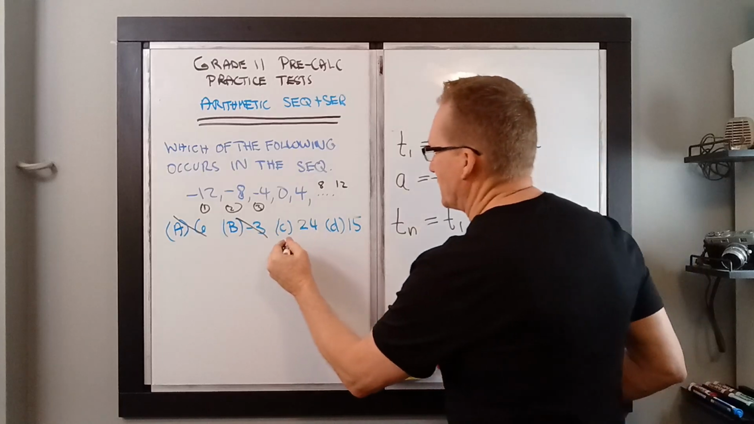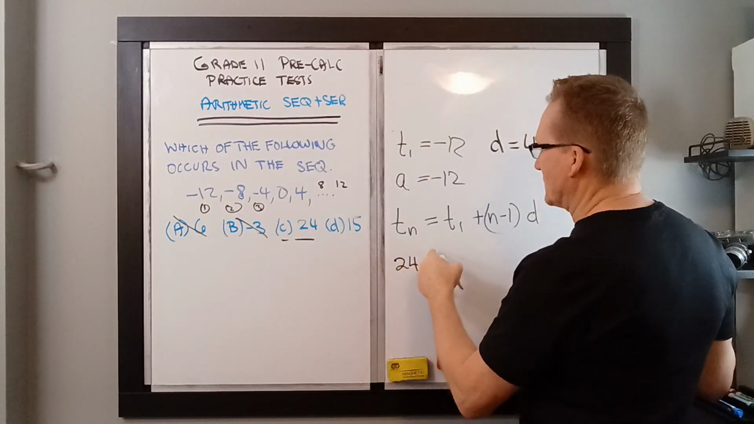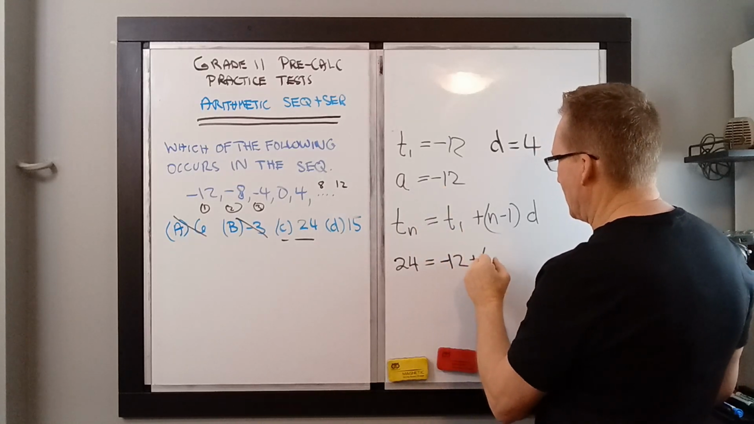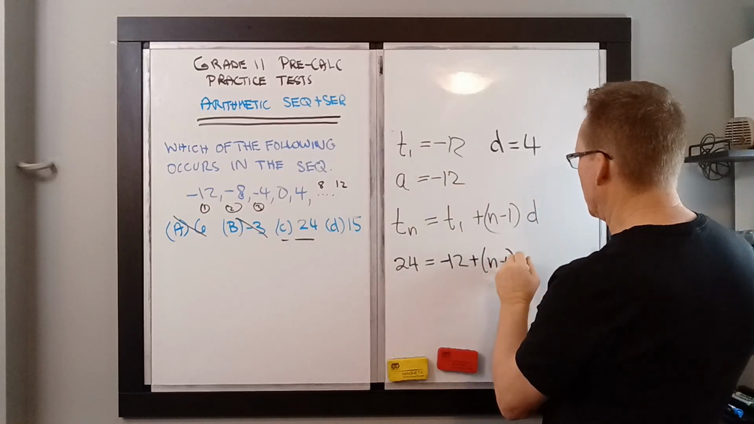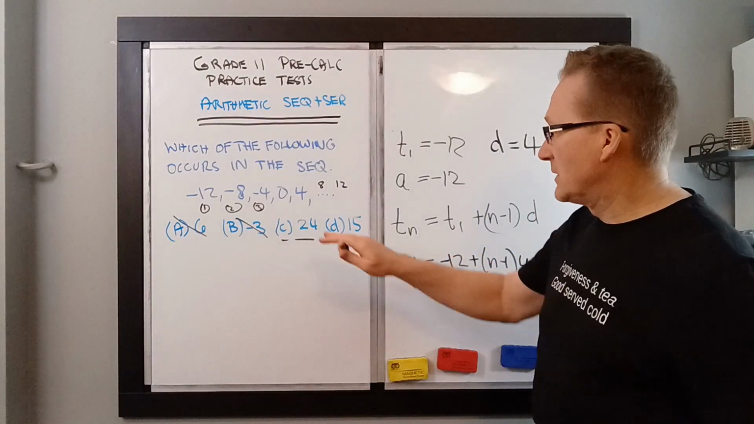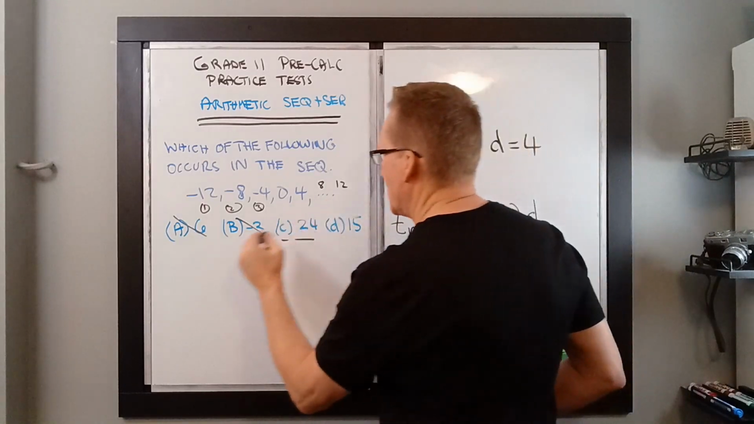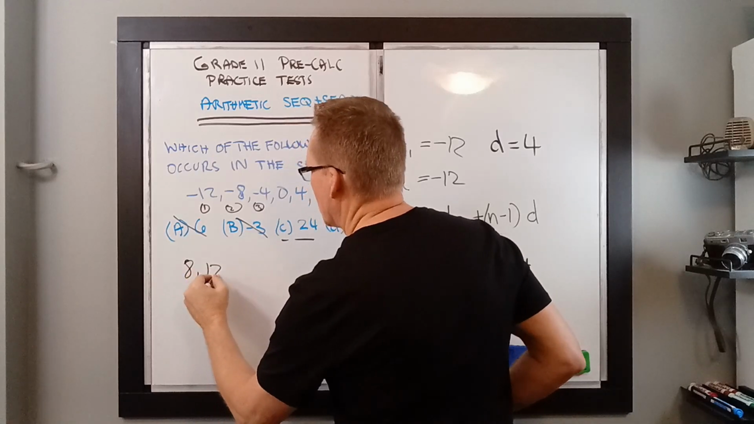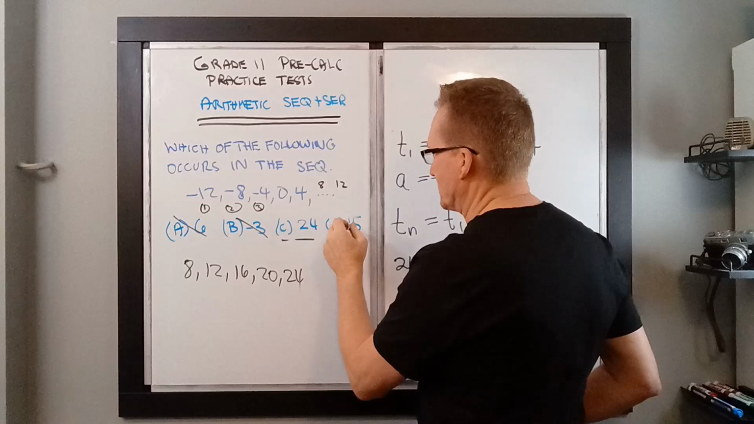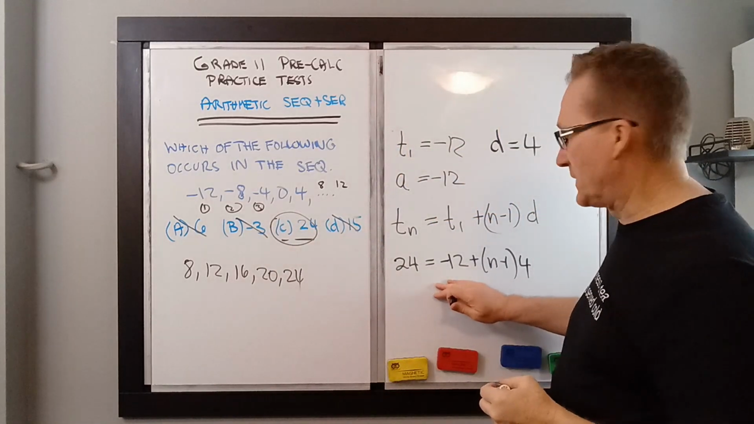So let's try it. Let's start off with this one here, and we'll just go 24 is equal to T1, or -12, plus n minus 1 times D, which is 4. Let's see if we can solve for n. N would have to be a whole number. A simple way to do this is just to count all the way up to 24. So the next one would be 8, 12, 16, 20, 24. So this one does not appear, so that one's out. This is the answer. But we could also do it here with the calculation if we wanted to.